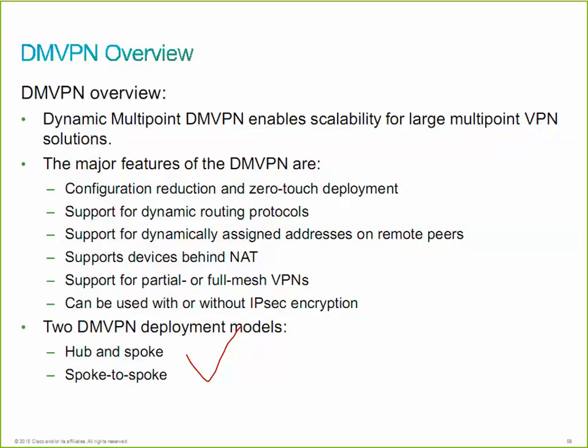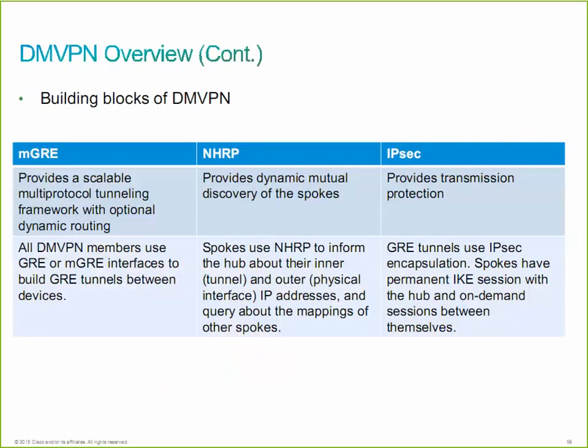DMVPN doesn't immediately produce this partial mesh or full mesh. It initially establishes that hub and spoke topology, right? That's always going to be our foundation. But then from that hub and spoke topology, I can generate that partial mesh or full mesh dynamically based on the traffic patterns that are being used in the network.